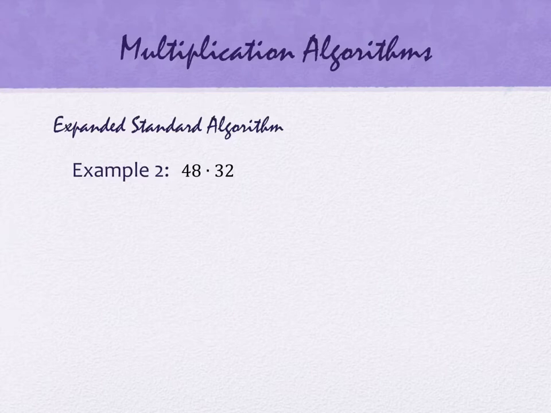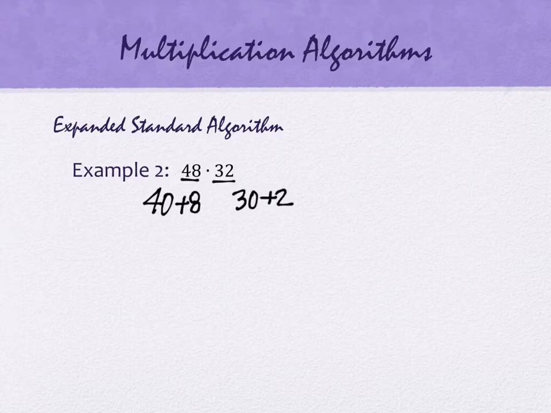The first one that I'm going to show you, I'm not even going to show you standard algorithm on this one because you know the standard algorithm, but I'm going to start with the expanded algorithm. So the expanded standard algorithm takes the numbers that were given, 2 digits or 3 digits, whatever, and it separates them into their place values. So this is 40 plus 8. This is 30 plus 2. Okay, so that's expanding it. We did this expanding idea when we did addition and subtraction.